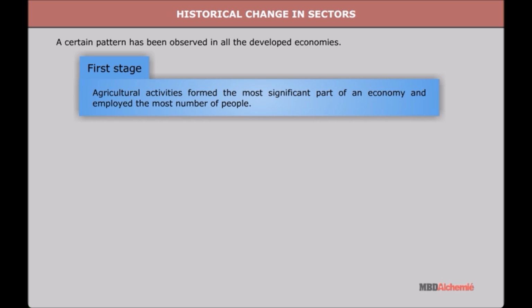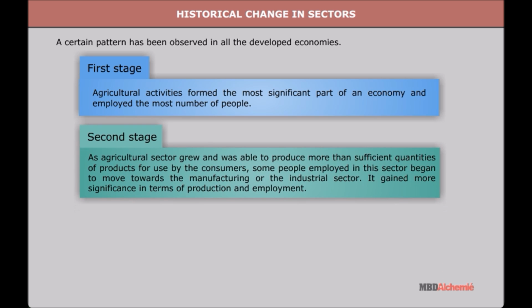Historical change in sectors. A certain pattern has been observed in all the developed economies. First stage, agricultural activities formed the most significant part of an economy and employed the most number of people. Second stage, as agricultural sector grew and was able to produce more than sufficient quantities of products for use by the consumers, some people employed in this sector began to move towards the manufacturing or the industrial sector. It gained more significance in terms of production and employment.